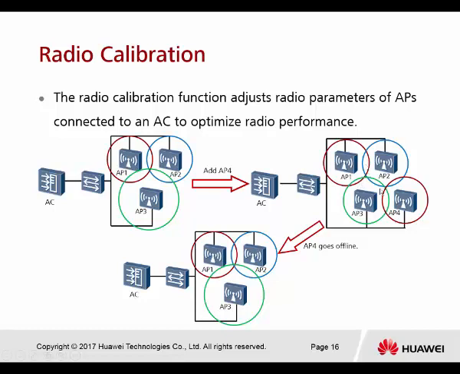and this is the overlapping area. When AP number 4 goes offline, don't worry, AP4 actually still exists here, but it has just gone offline. Now AP3 is going to extend its own coverage area to cover some of the blind spots in the area of AP number 4. Okay, this is radio calibration. They will automatically adjust the coverage.